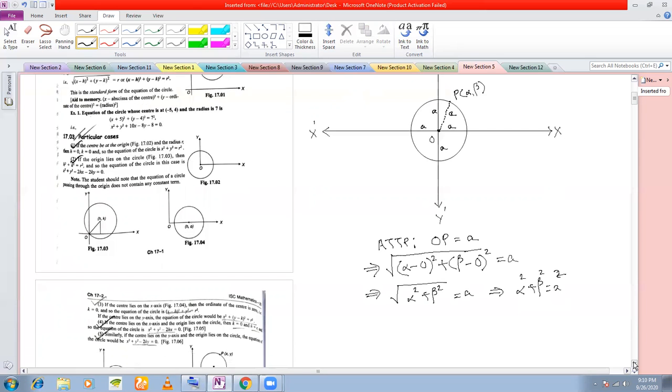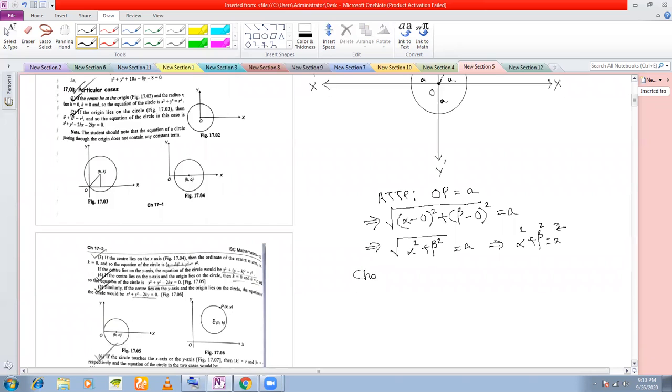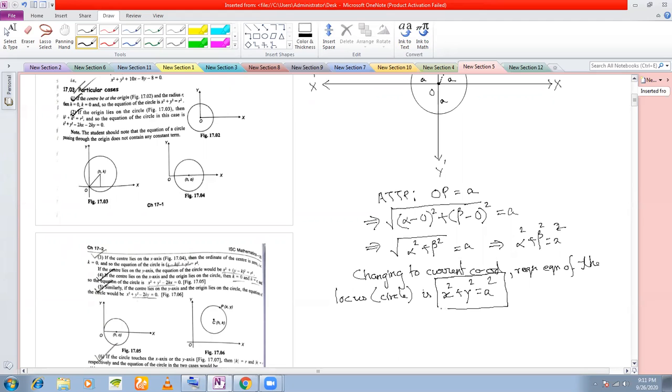Changing to current coordinates, the required equation of the locus, which in this case we call the circle, is x square plus y square equal to a square. This is what we call the standard equation of a circle with center as origin and radius a units.